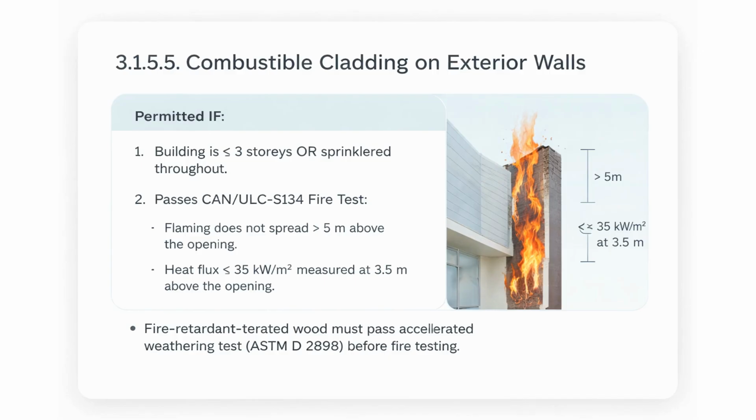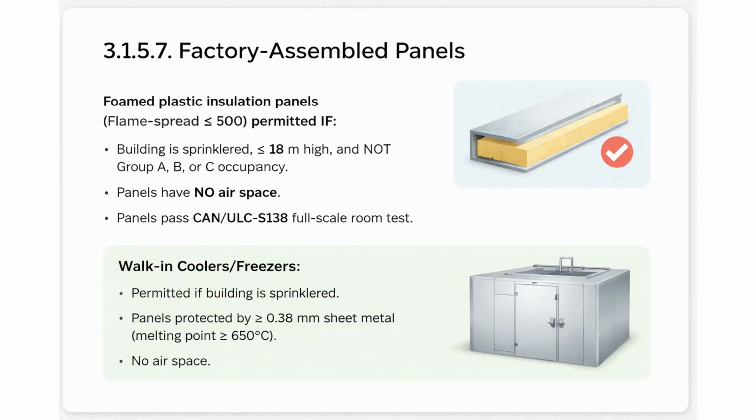Factory-assembled panels containing foamed plastic insulation are highly regulated because foamed plastics can burn intensely. They are allowed if the building is sprinklered, under 18 meters high, and does not contain assembly, care, or residential occupancies. Crucially, these panels must not contain any internal air spaces and must pass a full-scale room fire test.